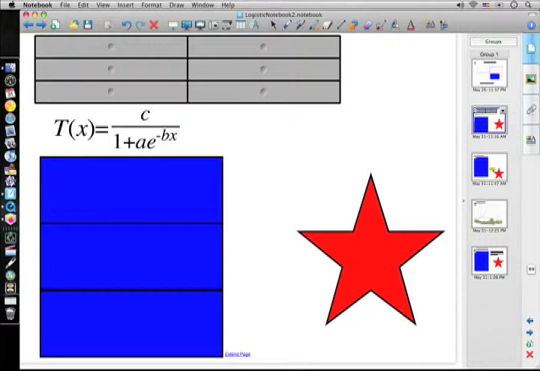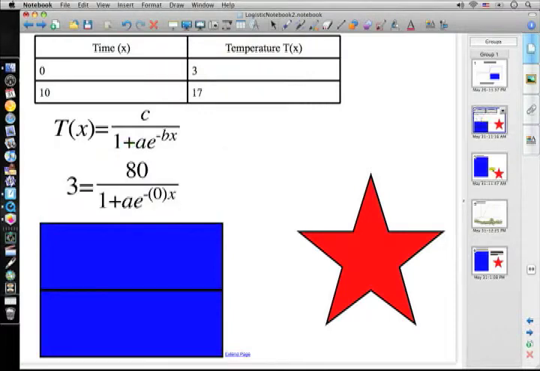We know that our upper limit is 80, so c equals 80. We can organize the rest of our information using a t-chart. Next, we'll select a pair of points to plug into the equation T of x equals 80 divided by 1 plus a times e to the negative bx. For this problem, we'll use 0 for x and 3 for T of x. We know the upper limit is 80 because the water temperature cannot exceed 80 degrees.